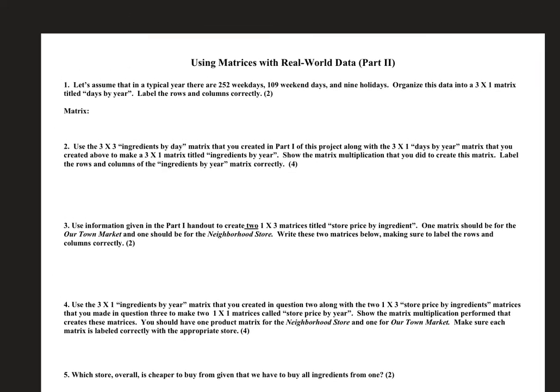So the next page had you kind of go through building more matrices and then using those matrices to get ultimately to the end goal of figuring out, okay, which store do we want to go with, the neighborhood store or the our town market. So the next one asks you to create a 3x1 matrix. So in a typical year, there are 252 weekdays, 109 weekends, and 9 holidays. So you can see that now we're starting to organize how many of these different types of days we have, because now we kind of know how many ingredients we need per type of day. Let's figure out how many days we have.